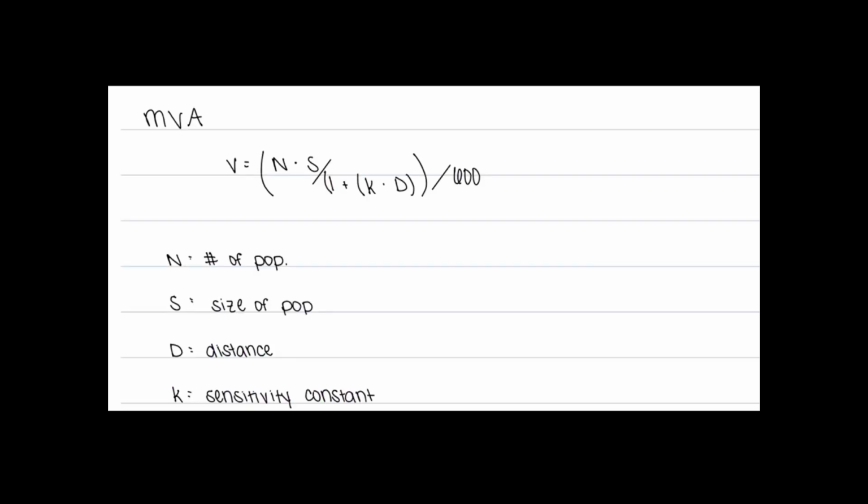To find the metapopulation viability analysis, we selected a representative native species of bird and plant in our wild plot. We used the equation to solve for V, where N is the number of populations, which would be 12 for each pair of students' wild plots, S is the size of our population, K is the sensitivity to distance, D is the distance between populations in kilometers, and 600 is a constant value.